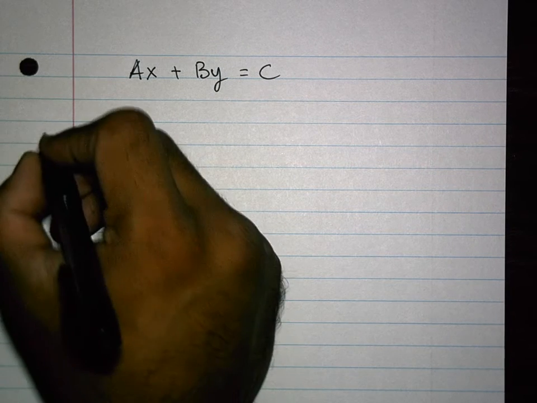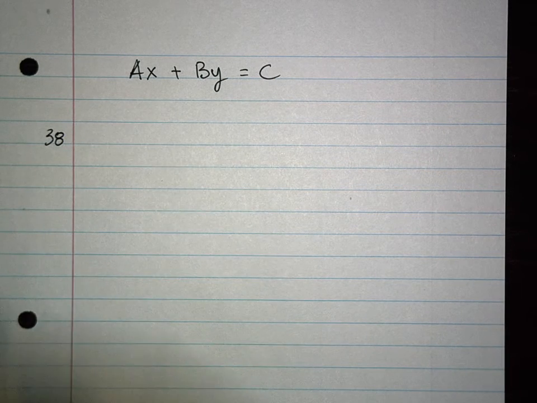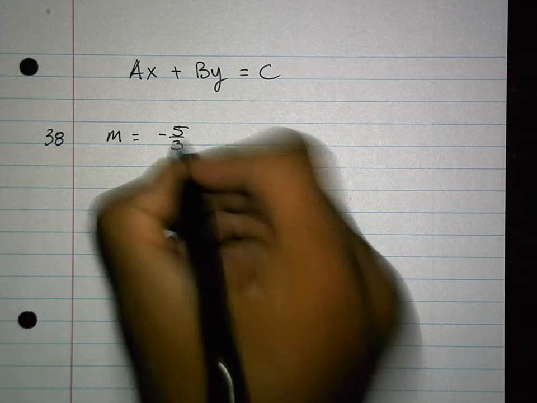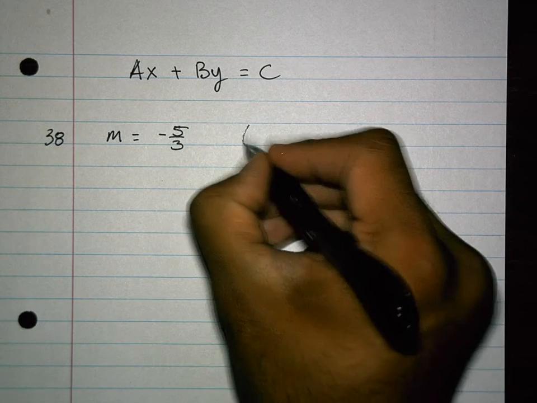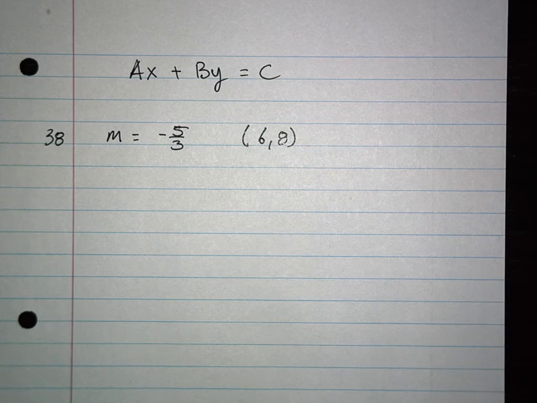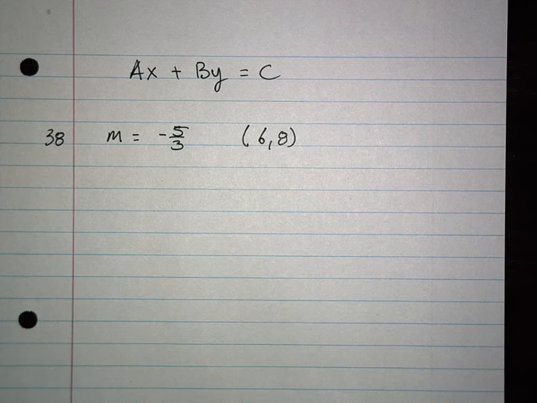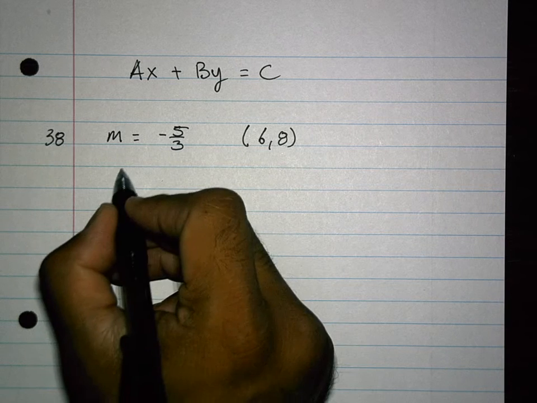So looking at question 38, okay, we're looking at m equals -5 over 3, and it passes through the point (6, 8). So what we need to do here is put it in a point slope form, then work it to slope intercept form, and then all the way into the standard form. And we kind of go through this whole process. So let's go ahead and plug it right into point slope form.